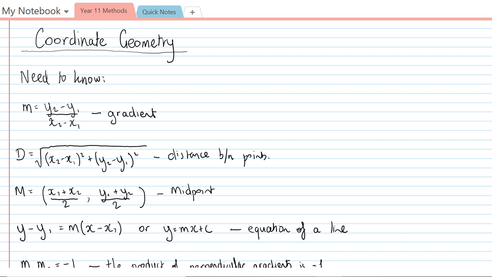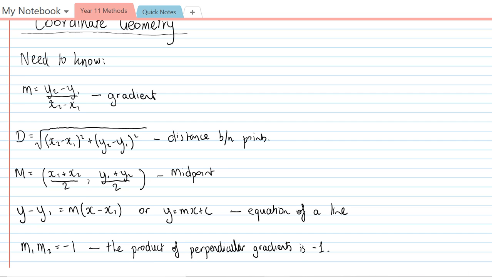To begin with, there's a bit of expected knowledge in this exercise, and so I've written a list of those things right here. The first one is that you need to know that you can figure out your gradient by doing rise over run, or y2 take y1 over x2 take x1. You need to know that the distance between 2 points can be found using that formula right there, which is essentially Pythagoras' theorem, but applied to 2 different points.